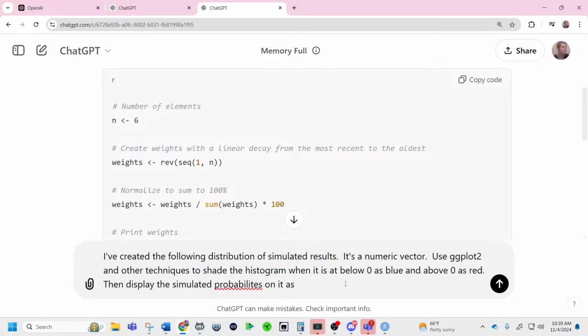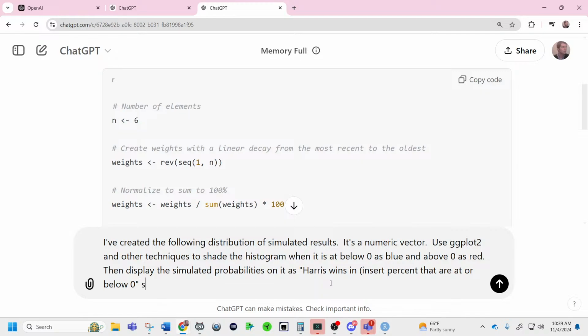So setting the mean to 0 will kind of, I'll explain that here in a second. Then display the simulated probabilities on it as Harris wins in insert percent of simulations that are at or below 0, and Trump wins in insert percent of simulations that are above 0. I put that there. Okay.